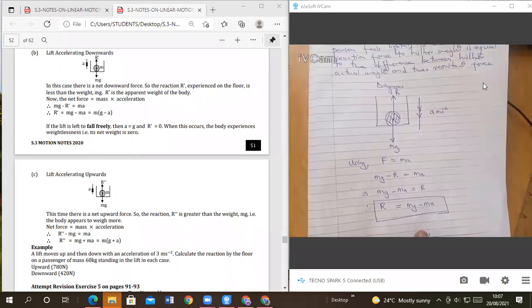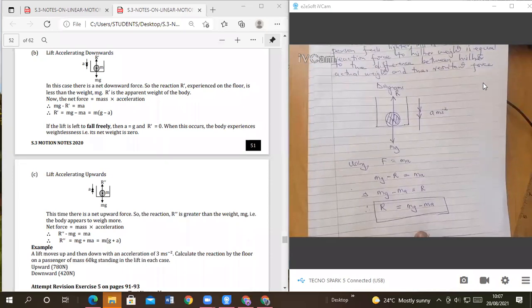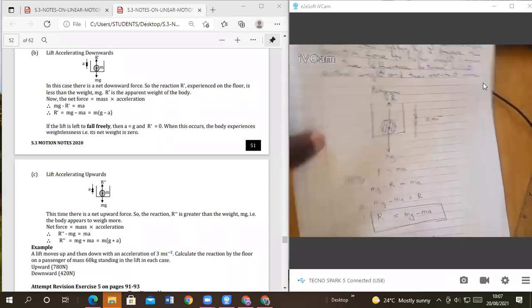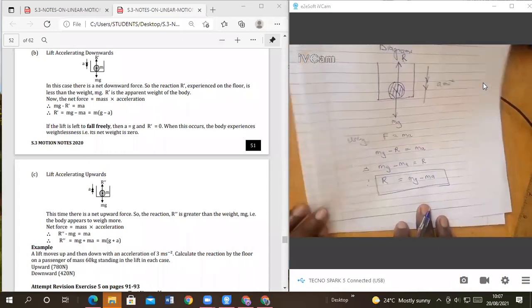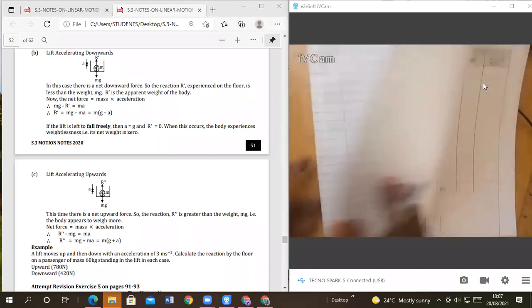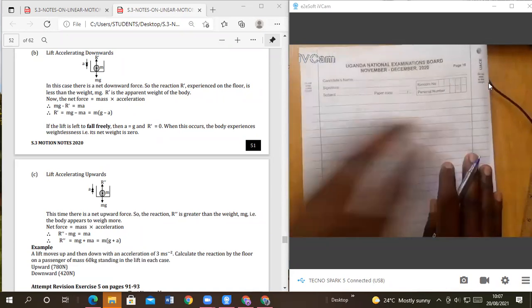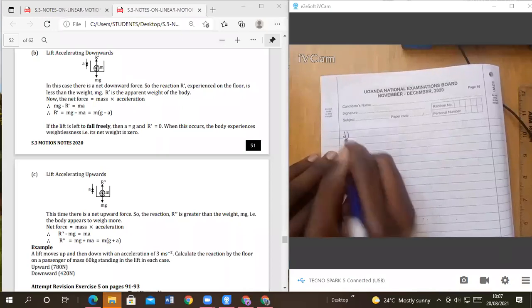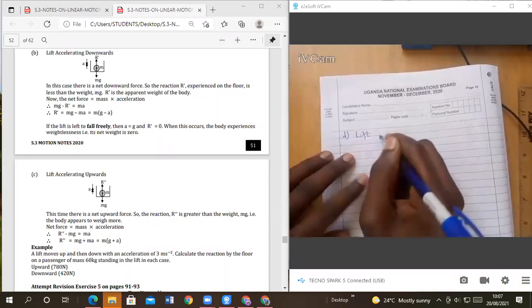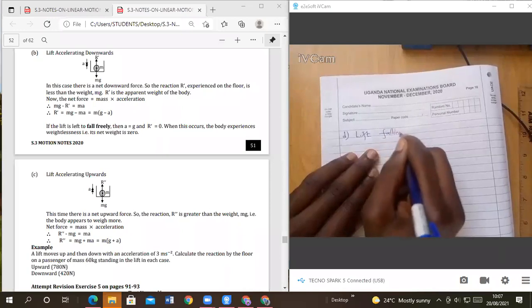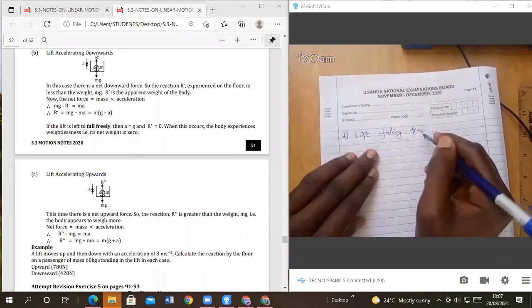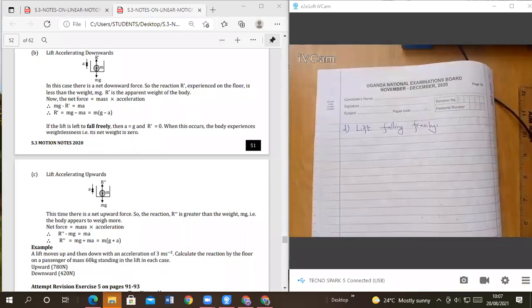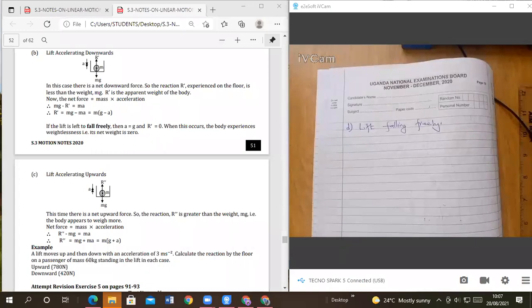Now this time let's look at the lift. We have looked at the body when it's moving up, down, and when it's at rest. Now this time the lift is falling. A lift cannot lift itself. So when power goes off, the lift, let's call it case D, is falling freely because there is no power.